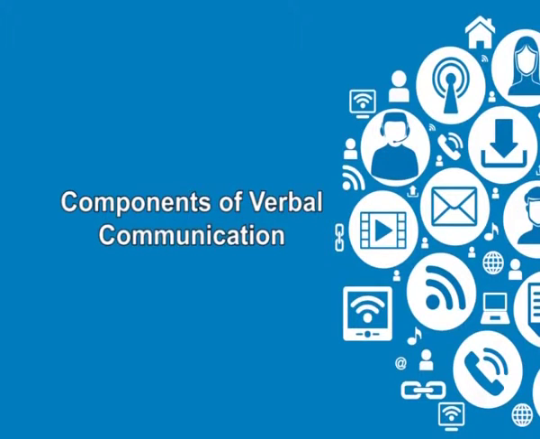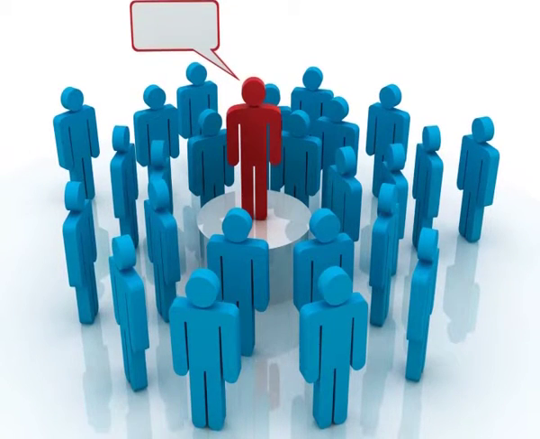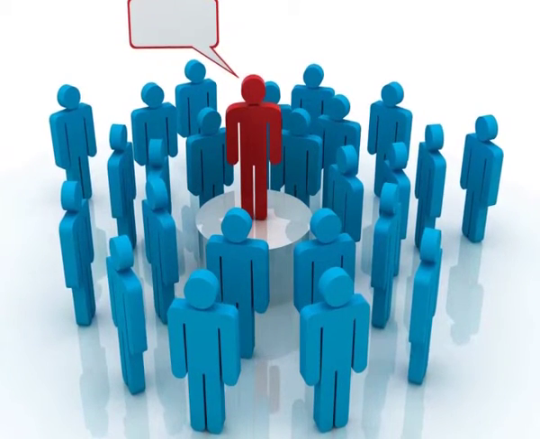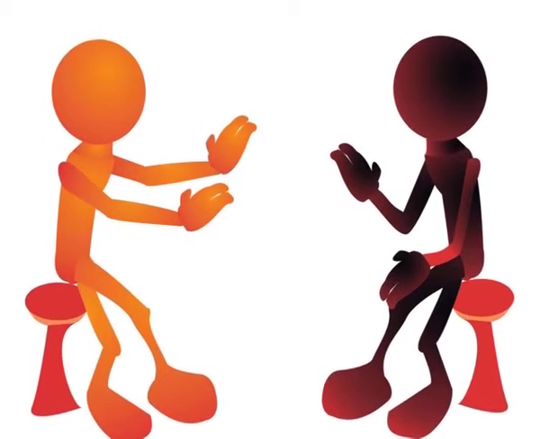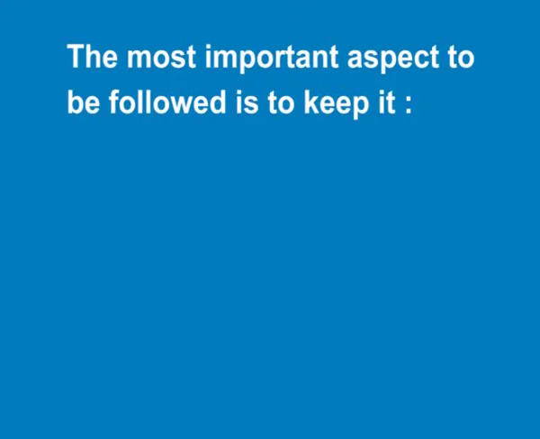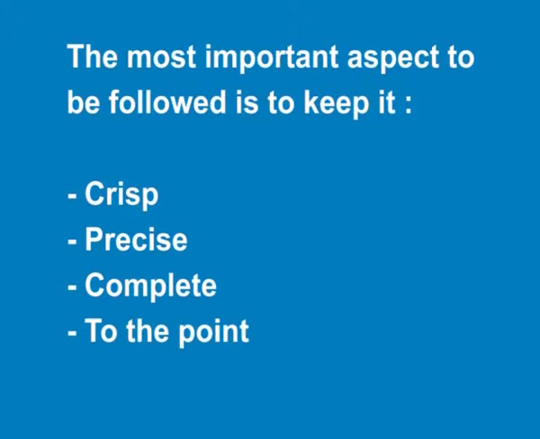Let us analyze components of verbal communication. The first component of verbal is the spoken method. Spoken communication is either to an audience or within two people. According to famous studies, effective ways of conveying message is through oral communication. The most important aspect to be followed is to keep it crisp, precise, complete, to the point, and be polite.